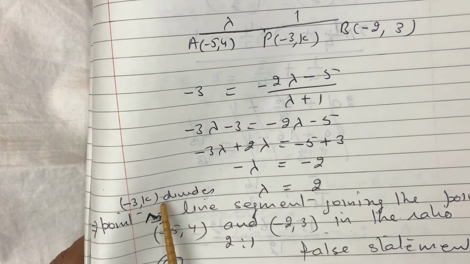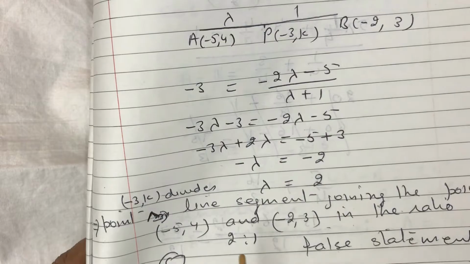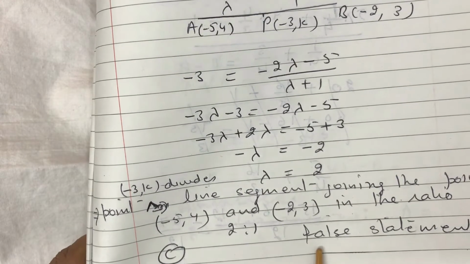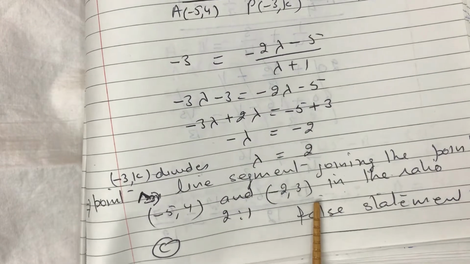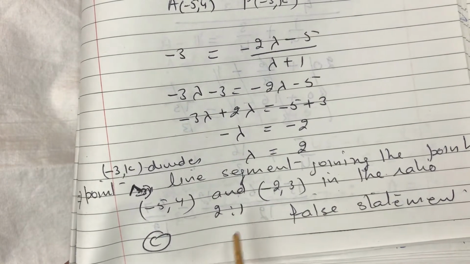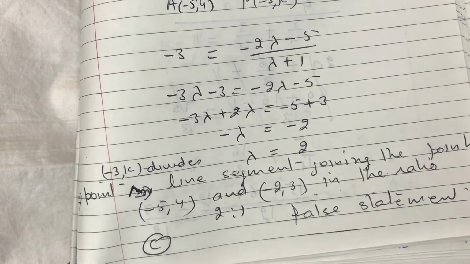So point minus 3k divides the line segment joining the points in the ratio 2:1. So that is a false statement. So C is the option, because assertion A is a true statement, but reason R is a false statement. So C is the option.